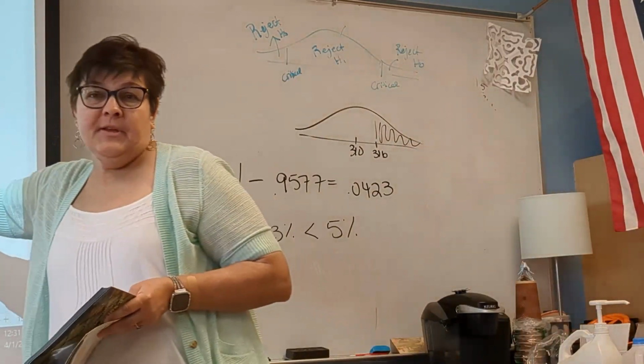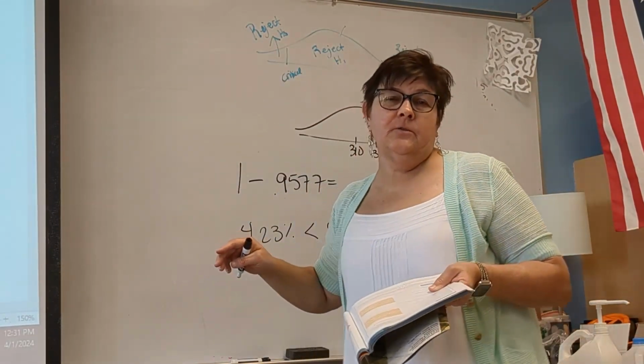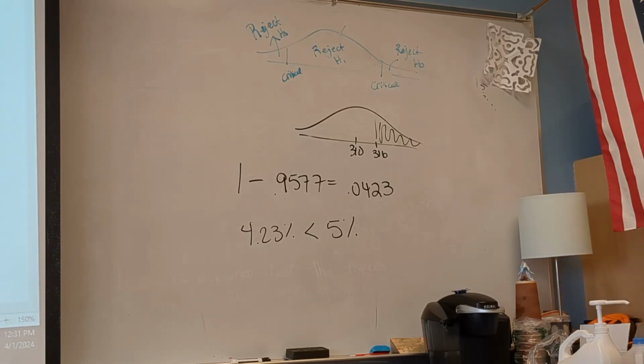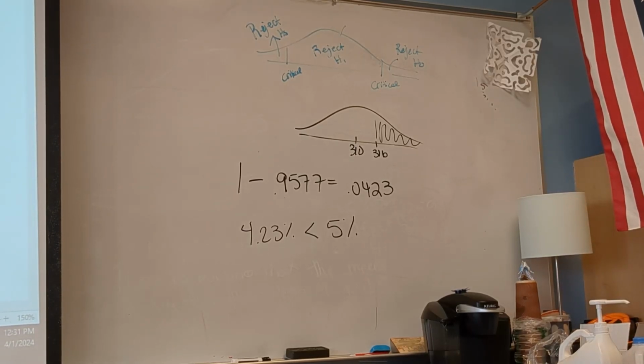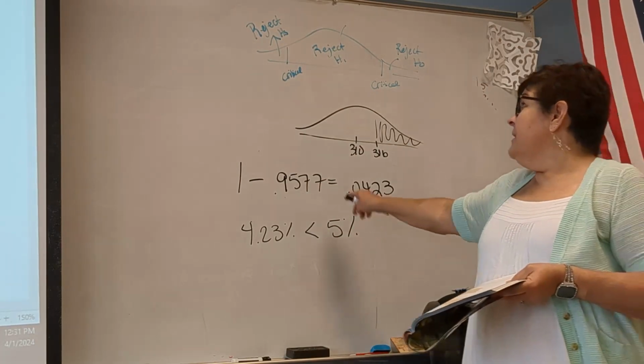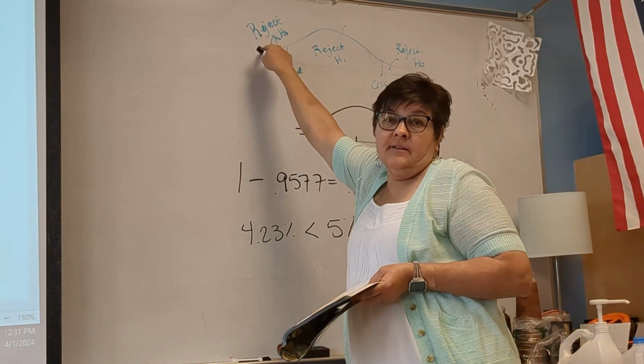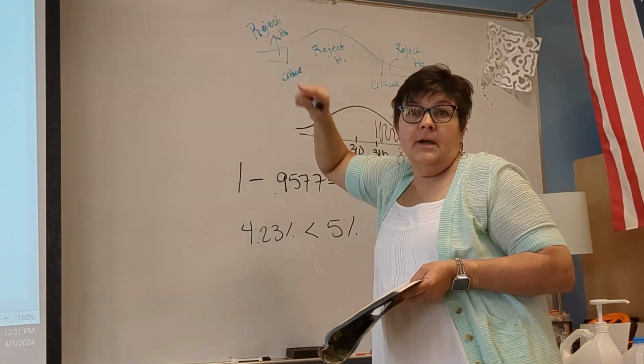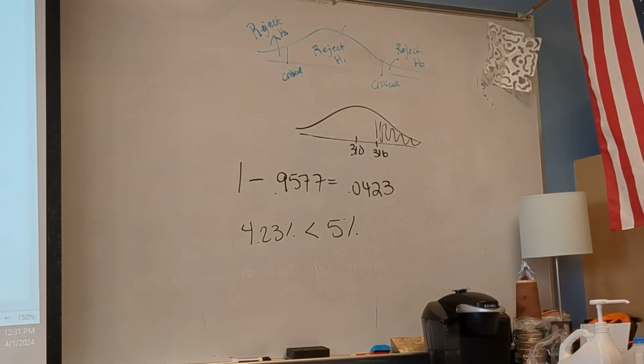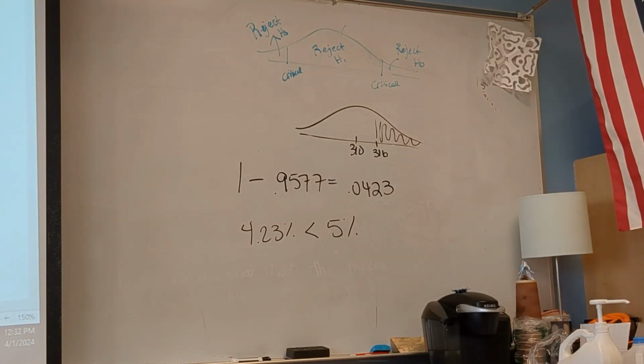Compare that to 5%. Tell me about 4.23 compared to 5%. It's less than, right? So, you can write it in words if you feel better about that. Either way. Because it is indeed in this piece here, we're gonna reject the null. Right? So we're rejecting it. So tell me, what are you gonna say?